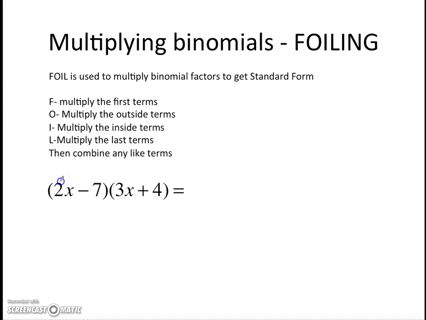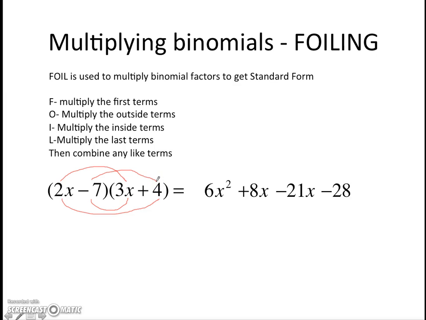Our first terms are 2x and 3x. When we multiply them together, we get 6x squared. Our outside terms, 2x and 4. When we multiply them together, we get 8x. Our inside terms, negative 7 and 3x. When we multiply them together, we get negative 21x. And then we have our last terms, negative 7 times 4. We end up with negative 28.